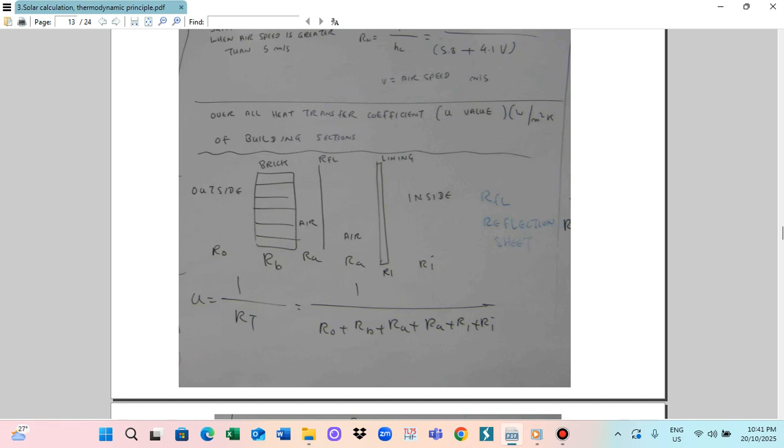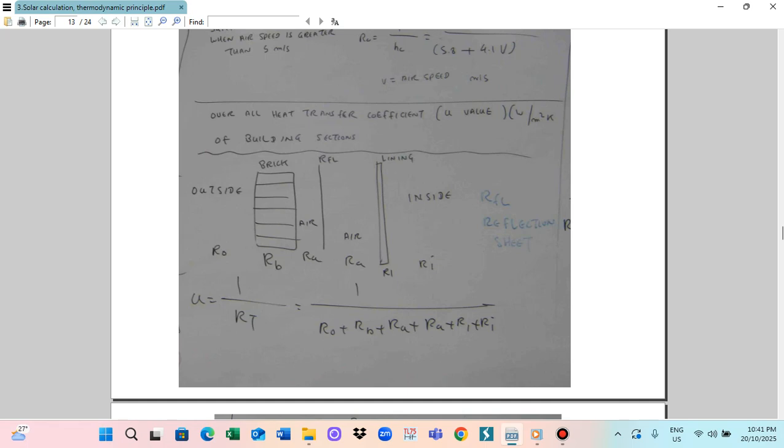Brick resistance is the RB. Aluminum foil will be between, this one will be the RA. So this is both sides are A. And then this one will be the R1. And inside will be the RI. So the Q is equal to 1 by R there. So the heat transfer coefficient is equal to the reverse of the resistance.